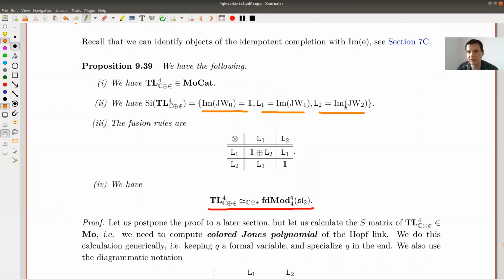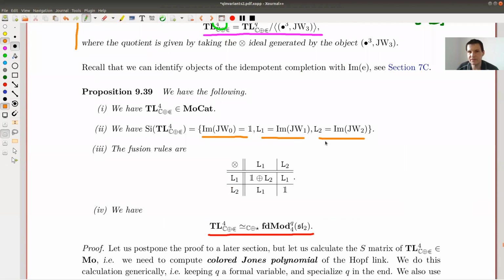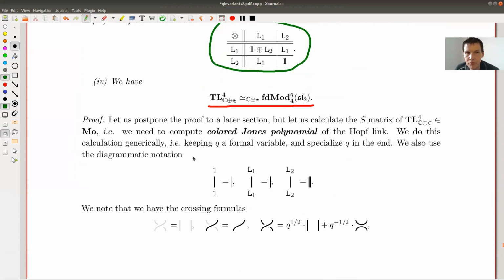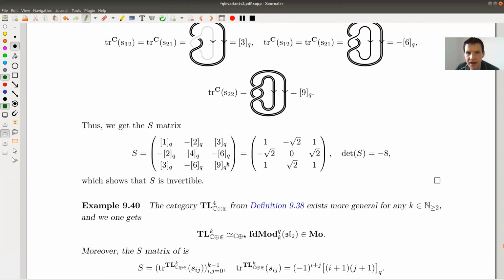It's the image of the second Jones-Wenzel projector. And the third one is 0, so it doesn't exist anymore. And those are the simple objects, and I've written down the fusion rules in case you want to check that. And the proof, I really would like you to read the proof. It's diagrammatics. As you can see, it's diagrammatics. You really do diagrammatics, and you calculate the S matrix in the end.